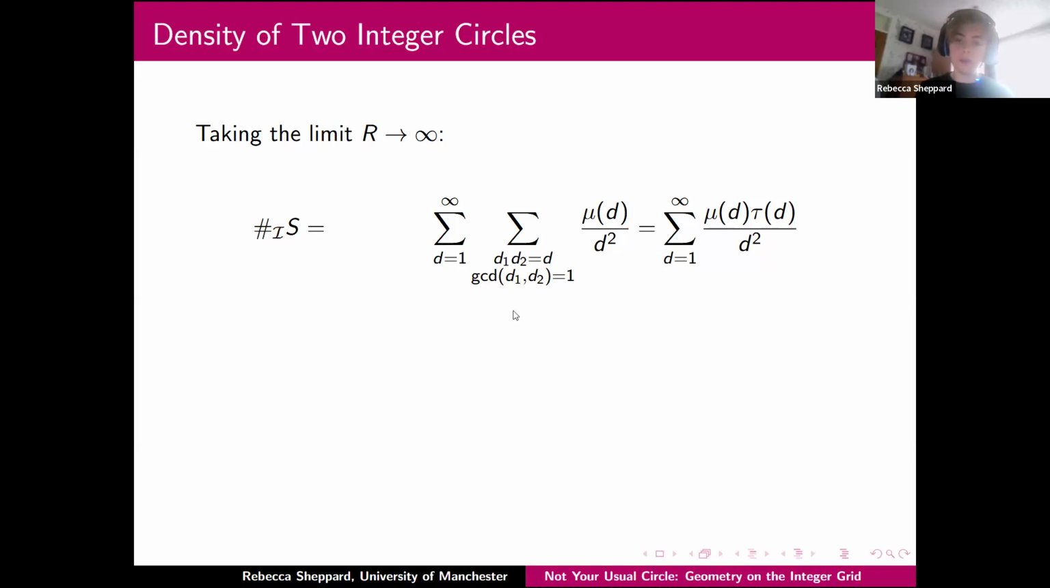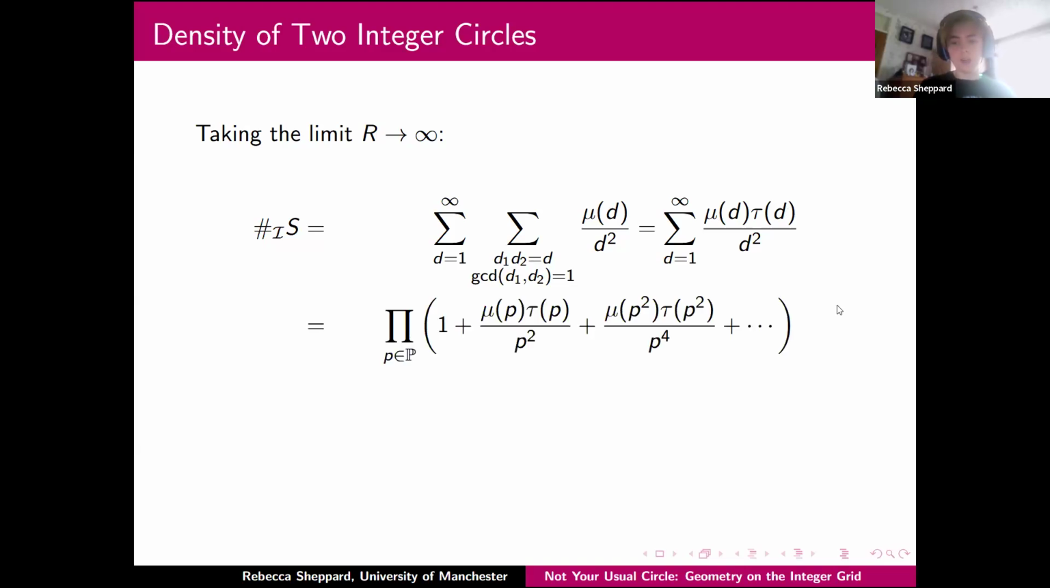To remove this term of d1 and d2 multiplying to d and the greatest common divisor being 1, we can introduce a factor of the number of divisors function. So we have the sum for d equals 1 to infinity of mu of d, tau of d, divided by d squared. If these d1 and d2 were not coprime, mu of d would give 0, so this is adding a 0 term to the sum, which doesn't do anything because it's completely convergent. And the tau of d allows us to count for every combination of d1 and d2. Since it is completely convergent, we can rearrange it.